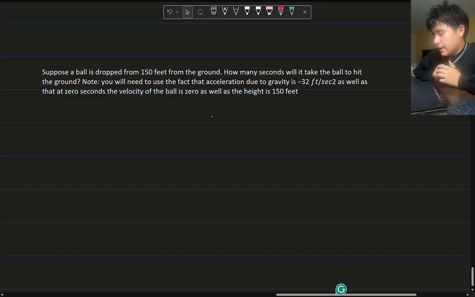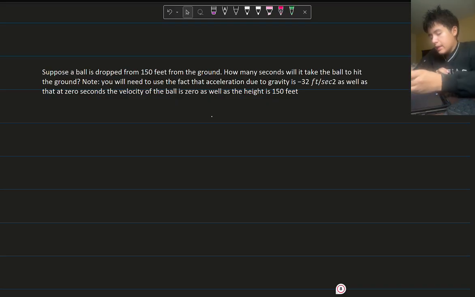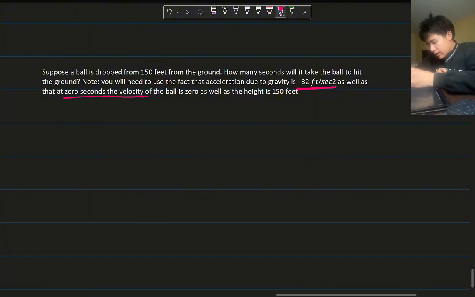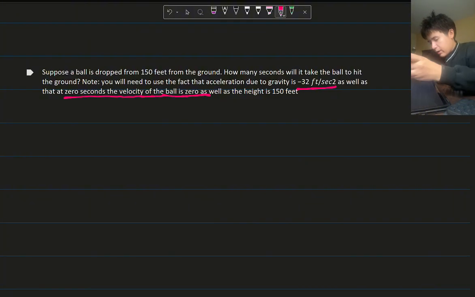Suppose a ball is dropped from 100 feet from the ground. How many seconds will it take the ball to hit the ground? Note, you will need to use the fact that acceleration due to gravity is negative 32 feet per second squared, as well as that at 0 seconds the velocity of the ball is 0, and the same for height. Okay, so what do we have to find again? We have to find how many seconds it will take the ball to hit the ground.